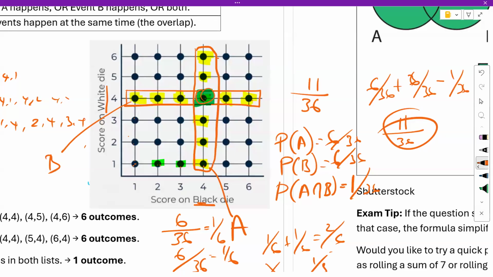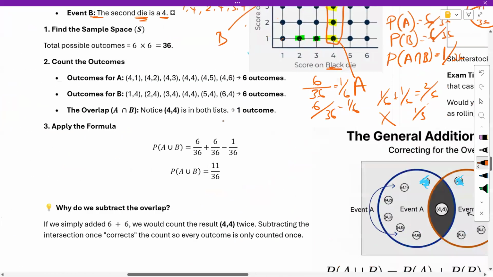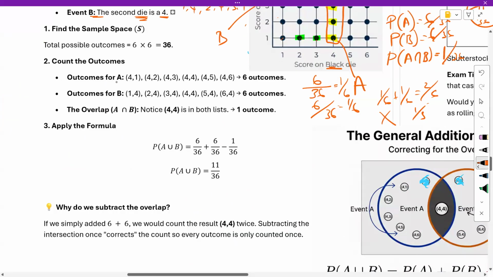That's why in the formula we deduct A intersection B, the overlap. See here, apply the formula. Outcomes of A: 4,1; 4,2, like that, 6 outcomes. Outcomes of B: 1,4; 2,4, where the condition is second die 4. The overlap A intersection B is 4,4, which is in both lists as one outcome. So we have to deduct it.